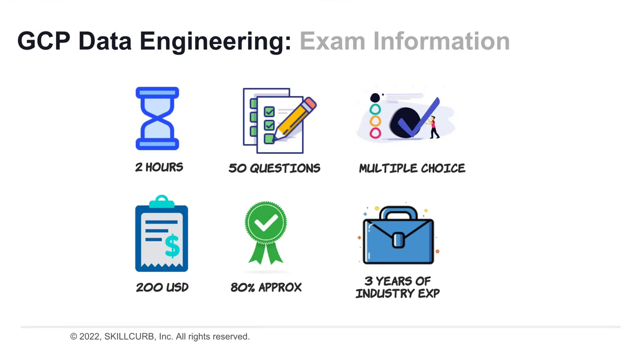Let's briefly talk about the exam details. So the exam will be about 2 hours long. You'll have approximately 50 questions, which will be multiple choice, and the exam costs around $200. 80% is around where the passing percentage is. And Google recommends around 3 years of industry experience prior to taking the exam.